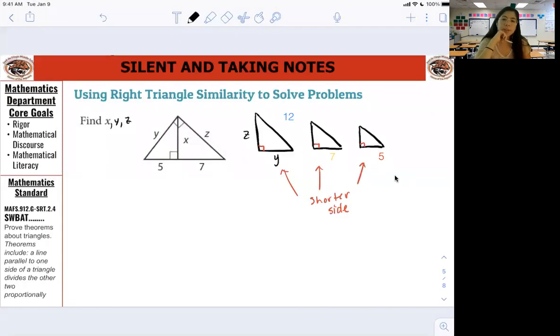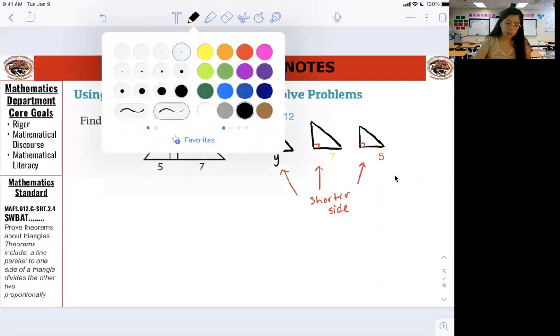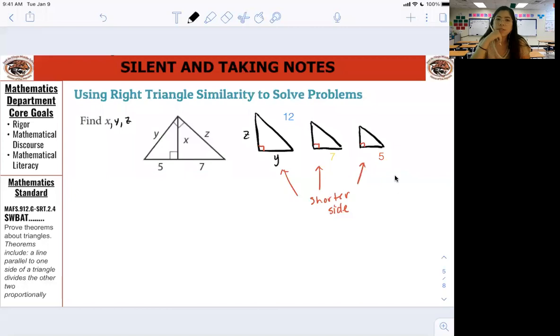Something that always helps me is to visualize the hypotenuse. So what's the hypotenuse of the middle triangle? The medium, the grande. Z. Yeah, so go ahead and label that one. For me, looking at the hypotenuse is the first thing I do because that's the easiest to identify.